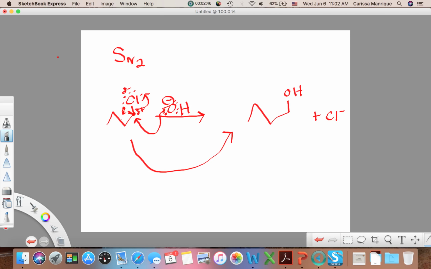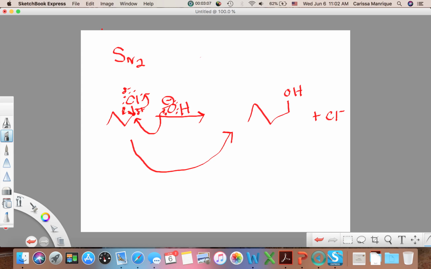Now, the inversion. You see there's a lot of things going on here at a time, okay? So because of that, the OH is going to come in on the opposite side of chlorine. Notice I have it coming in from the bottom, like chlorine's on top. Again, there's a lot of things going on. There's not a lot of space. So they come in opposite of each other.